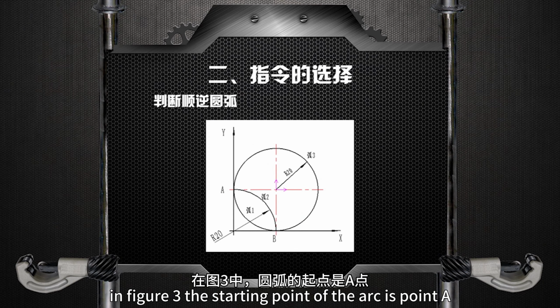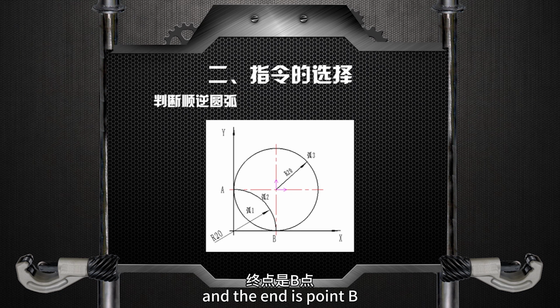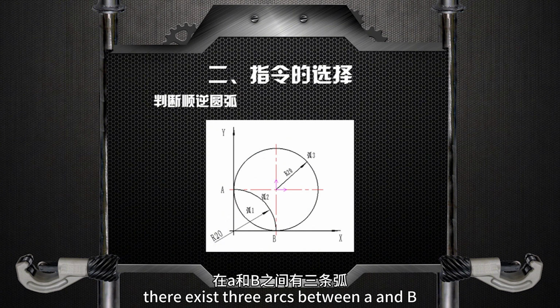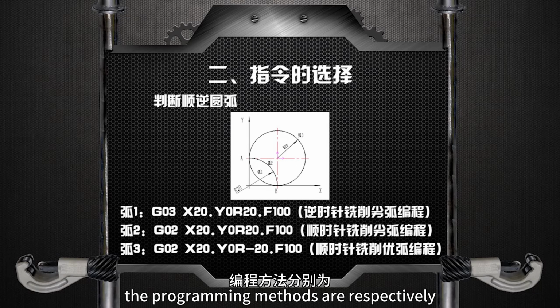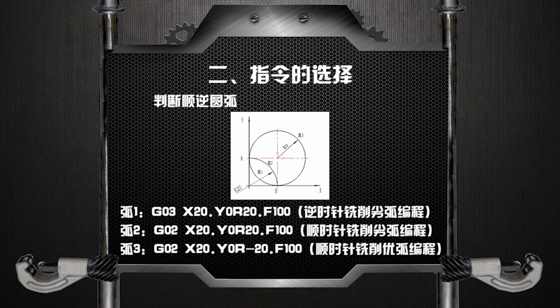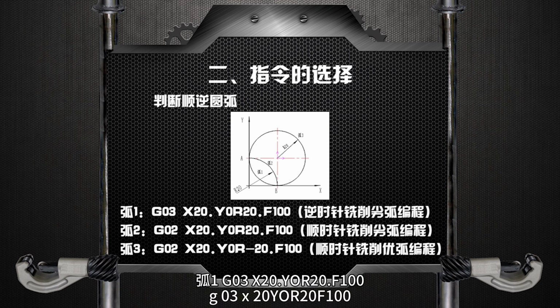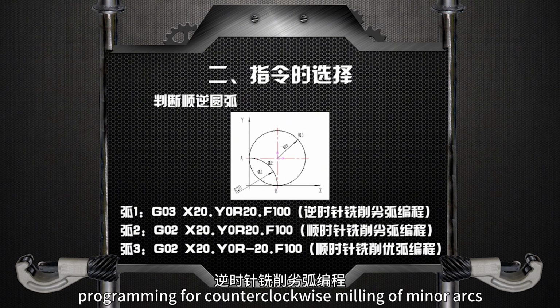In Figure 3, the starting point of the arc is point A, and the end is point B. There exist 3 arcs between A and B, and the radius of the arc is 20 millimeters. The programming methods are respectively: Arc 1, G03 X20, Y0, R20, F100. Programming for counterclockwise milling of minor arcs.